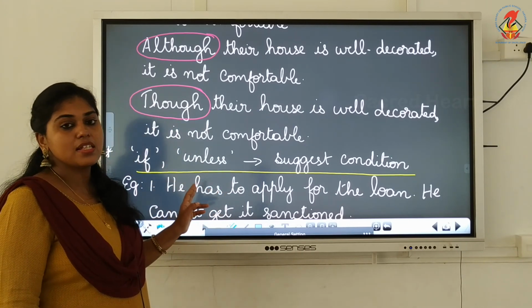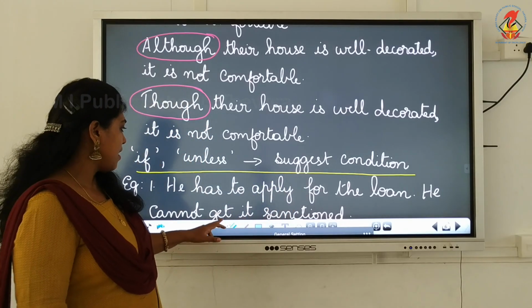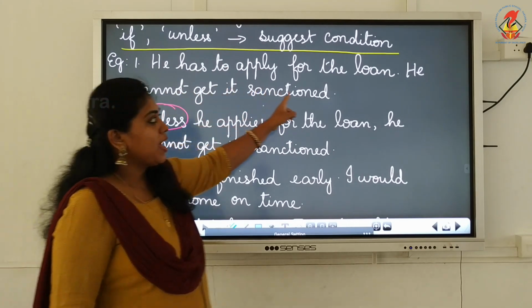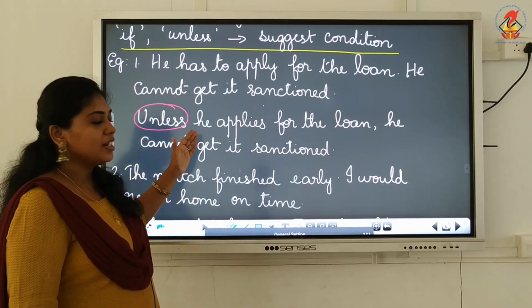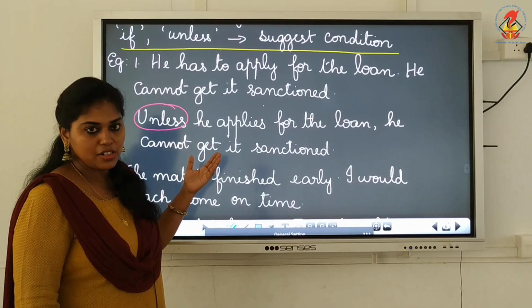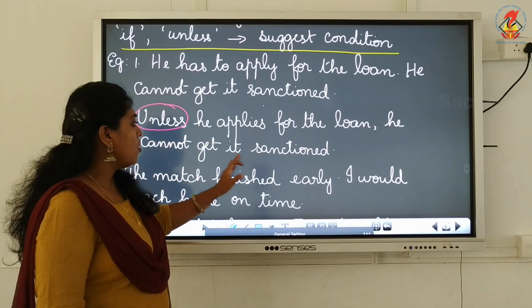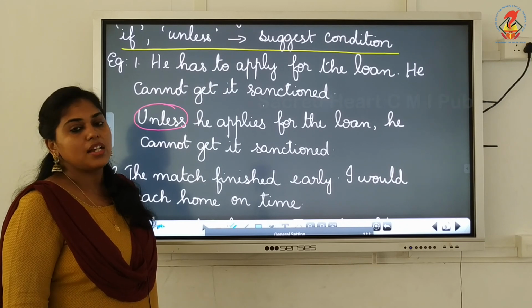Now the next set of conjunctions under subordinating conjunctions are if and unless. We use if and unless in order to suggest a condition. Let's look at the example. He has to apply for the loan, he cannot get it sanctioned. Okay, so here it suggests a condition, right? So unless he applies for the loan, he cannot get it sanctioned. This is how we rewrite the sentence using the conjunction.